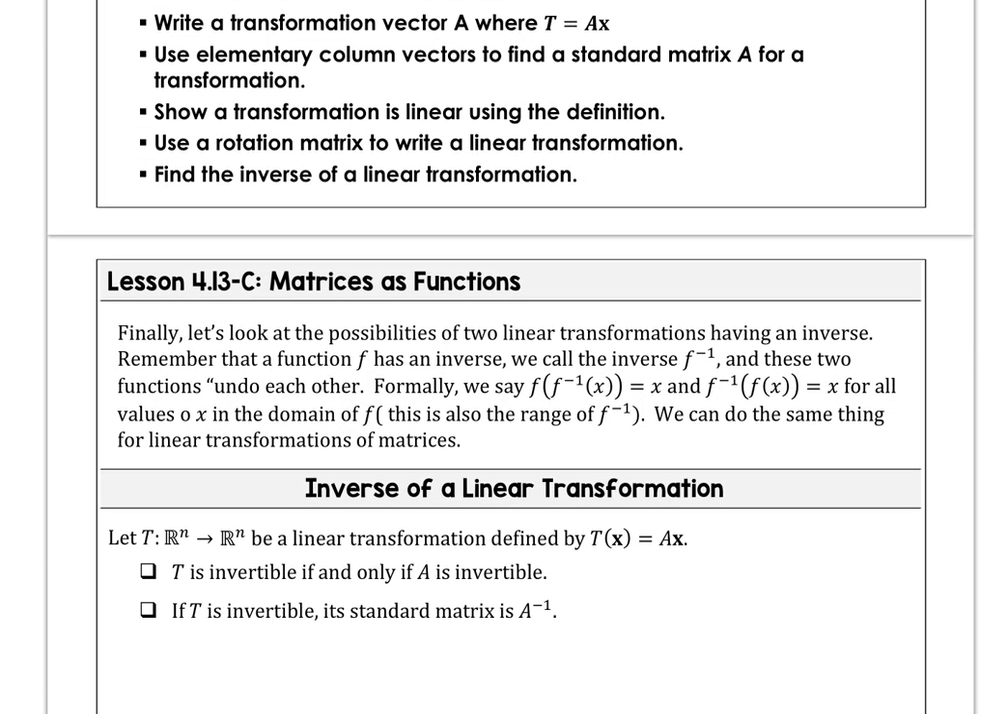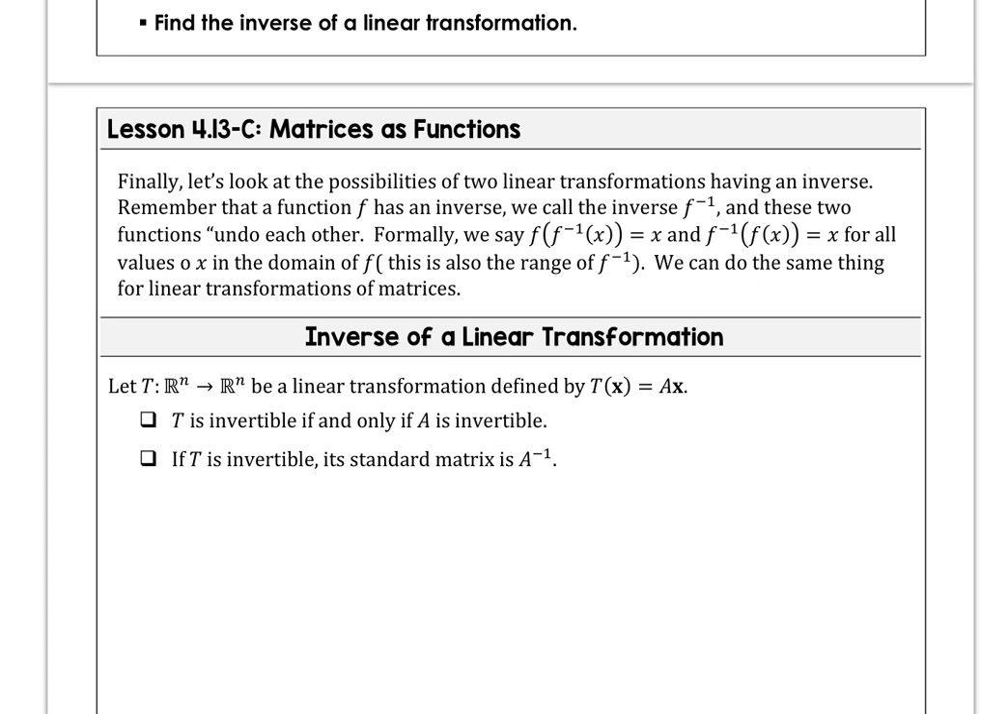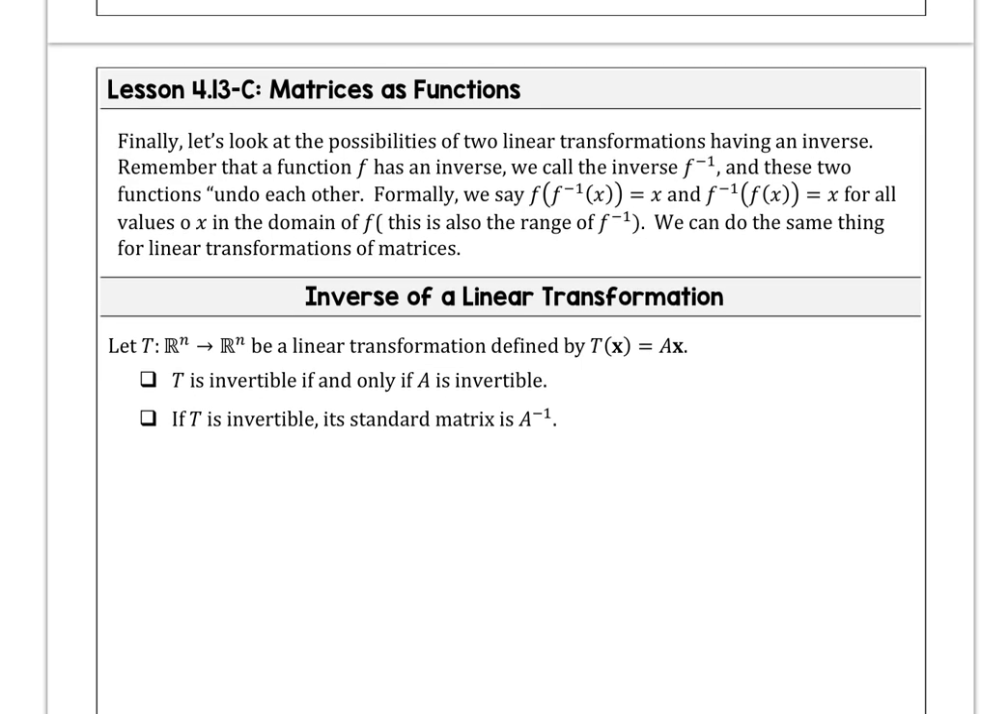In this lesson, we're going to finally look at all the possibilities of how two linear transformations could have an inverse. Remember, we have said that a function has an inverse that we call f inverse, and these two functions undo each other. Formally, f of f inverse of x is the identity x, and f inverse of f of x is the identity x for all values of x in the domain of f. This is also the range of the inverse.